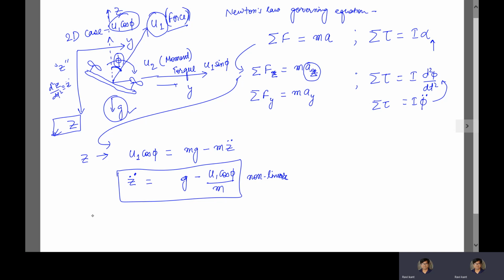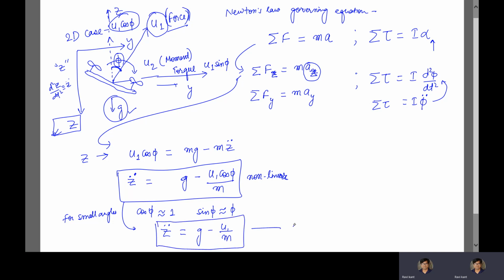So for small angles, we can approximate. Your cos phi is close to 1 and your sin phi is close to phi. This is what we know. That is why the approximated z double dot governing equation can be written as g minus u1 phi, sorry, u1 times 1 divided by m, since cos phi is approximately 1. This is your first governing equation.